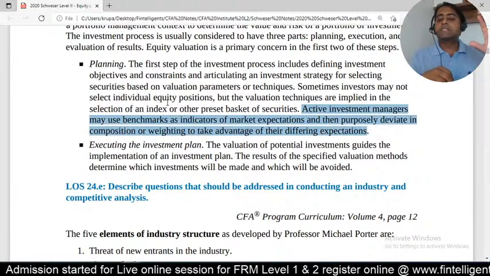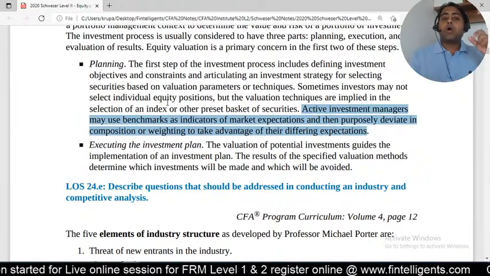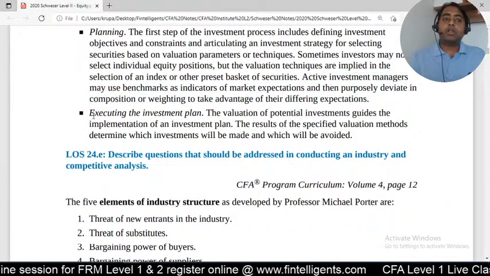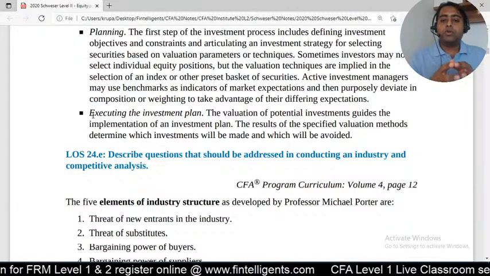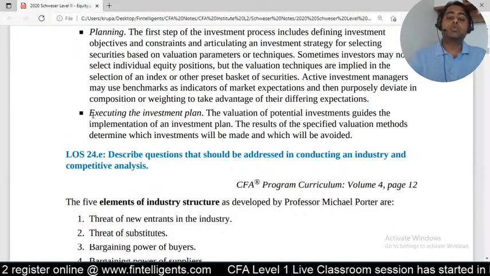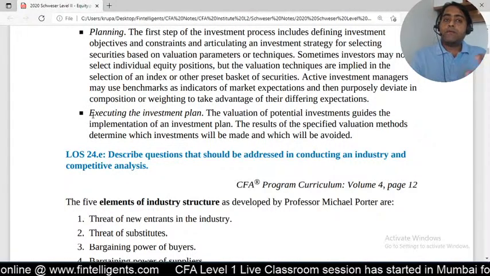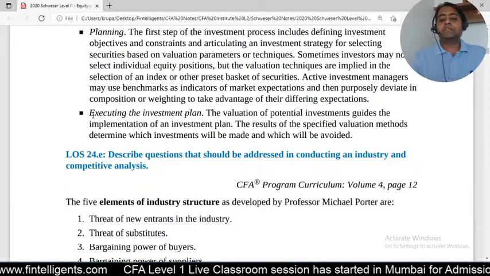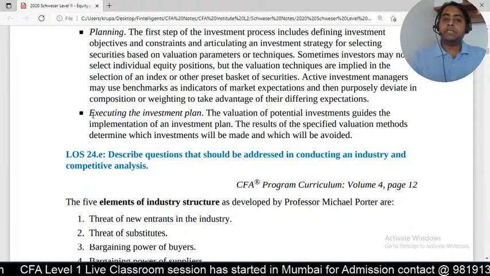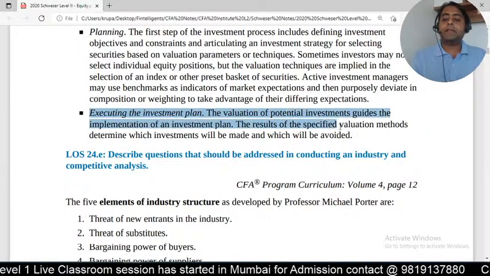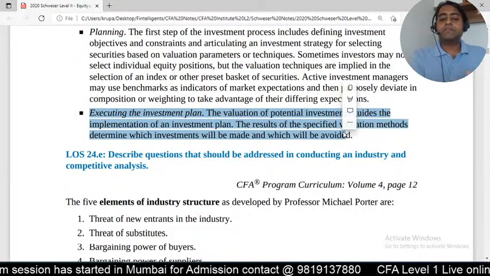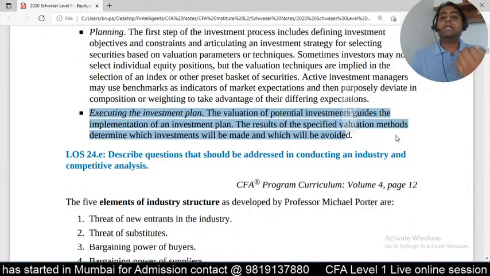All good. So this is where we completed the planning step of creating a portfolio. Next is executing the investment plan. Once we have decided what the structure of the portfolio should be, which different securities we should have, then you go and try to take positions in those securities. Obviously, the base of this is the valuation methodology. Read this, executing the investment plan. First you create the investment plan, and then on the basis of this plan, you go and take the position.